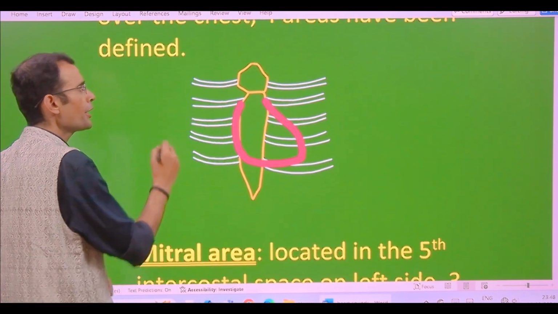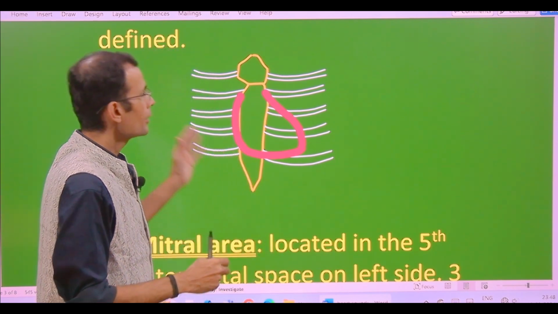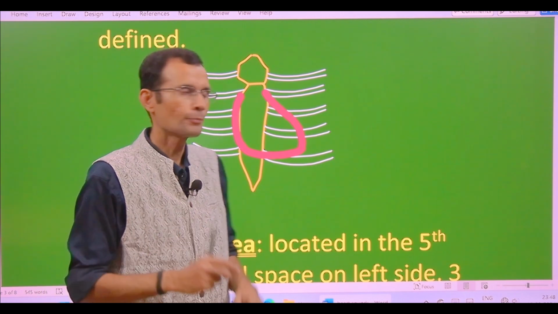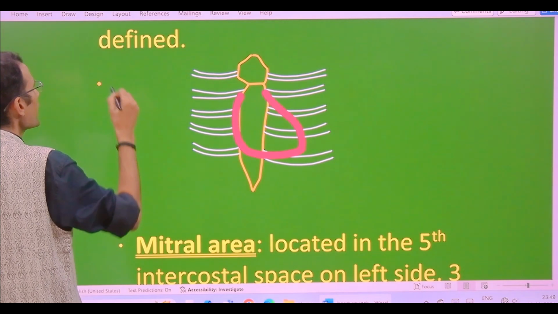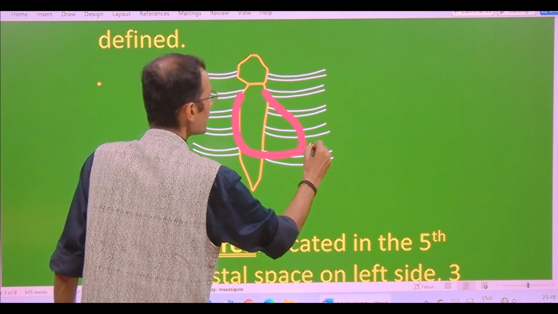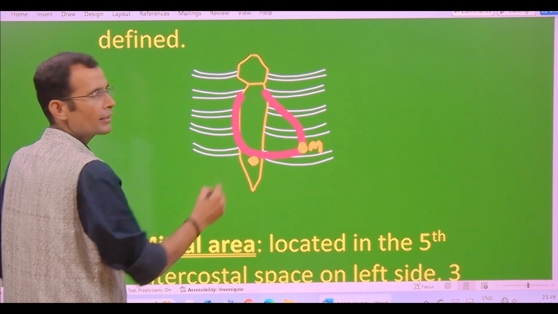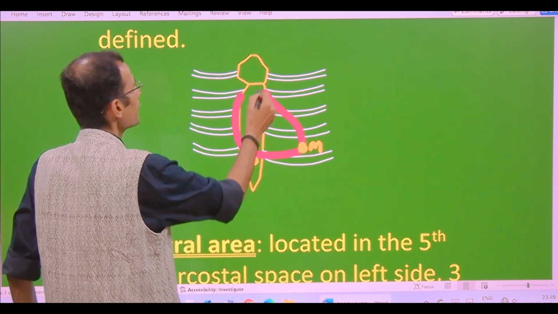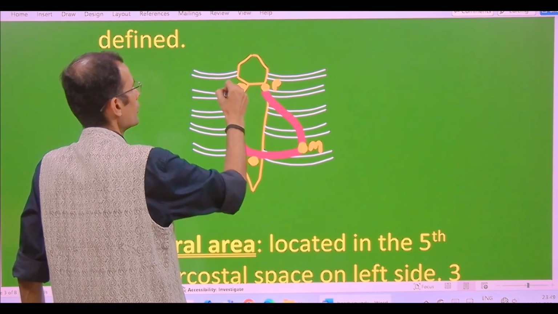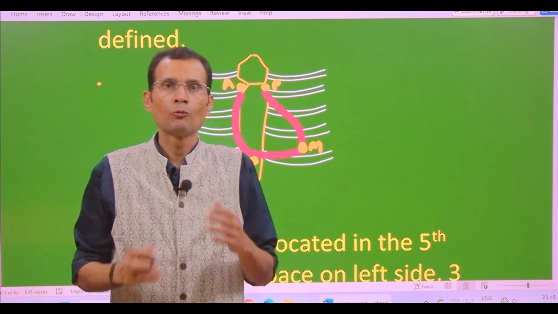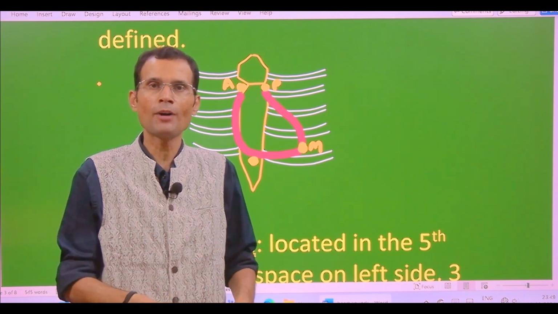And on this precordium, we have defined 4 areas where we will auscultate for the heart sounds. So the 4 areas named after the valves: mitral area over the apex beat, tricuspid area generally taken at the lower end of the sternum, and then pulmonary and aortic areas. Valves are not situated over there. So why are these areas named after the valves?